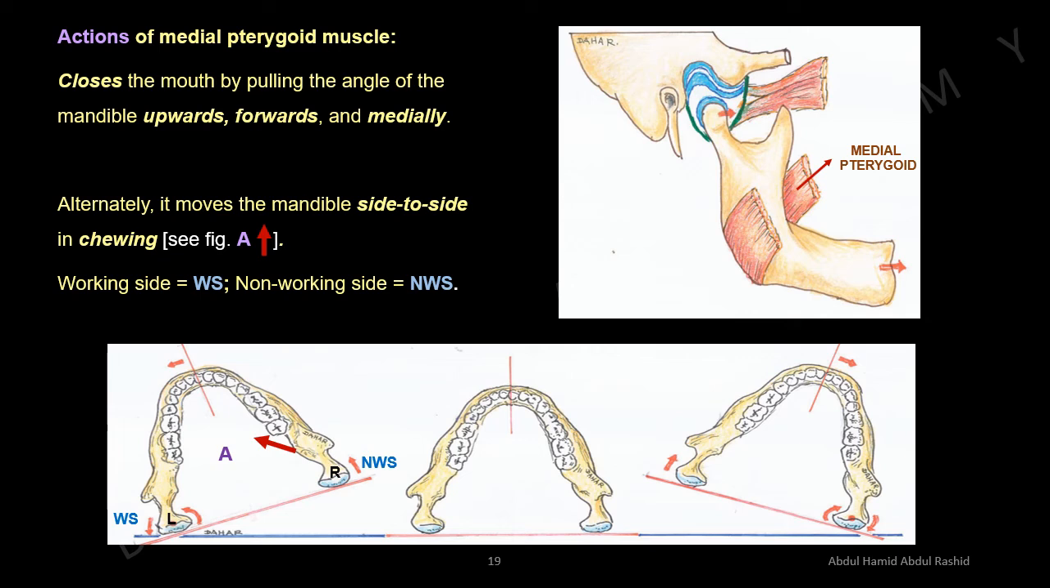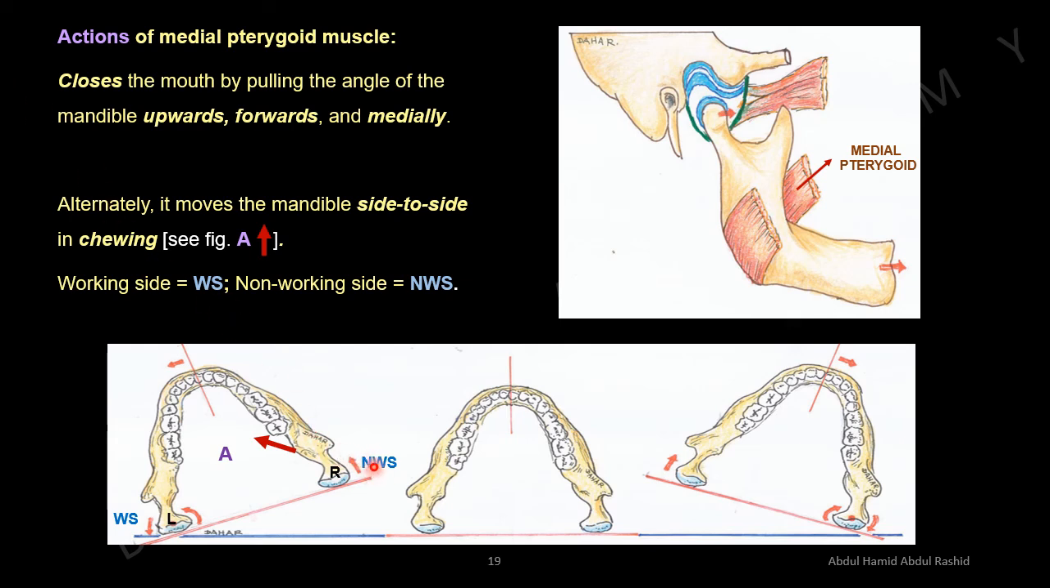Actions of medial pterygoid muscle. Look at this diagram here. This is medial pterygoid muscles. When this muscle contracts, it closes the mouth by pulling the angle of the mandible upwards, forwards and medially, and closes the mouth. Alternately, it moves the mandible side to side in chewing movements. See figure A.